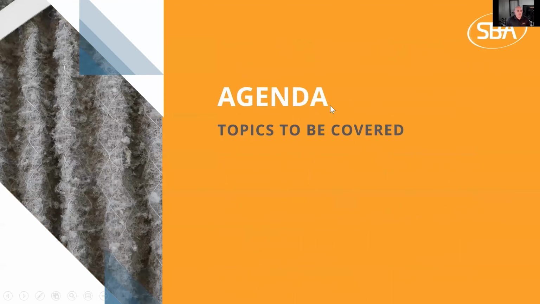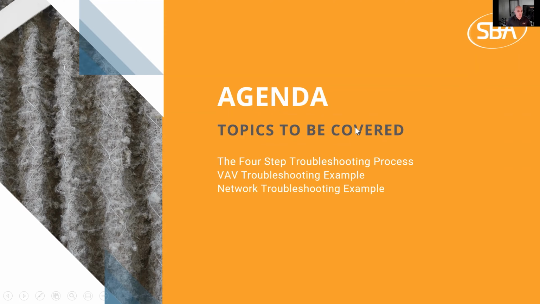Now let's talk about what we're going to cover here. Our agenda is the 4-step troubleshooting process. We're going to talk through that, and we're probably going to spend about 10, 15 minutes on that. Then we're going to go through a VAV troubleshooting example over on the whiteboard, then a network troubleshooting example, then a protocol troubleshooting example, and then we're going to have some live Q&A.